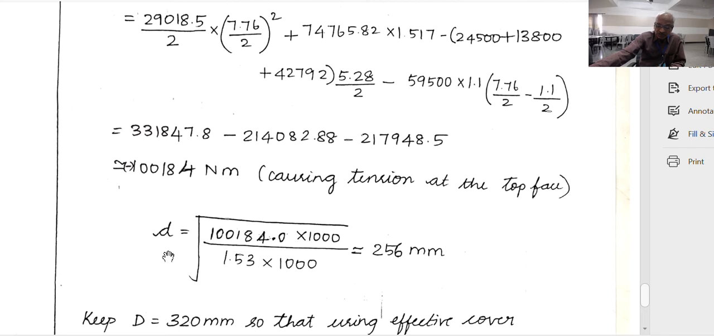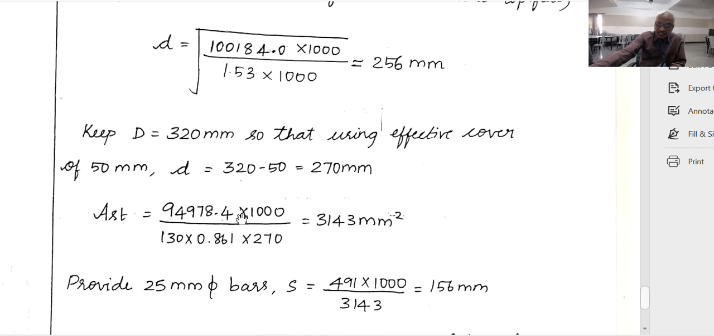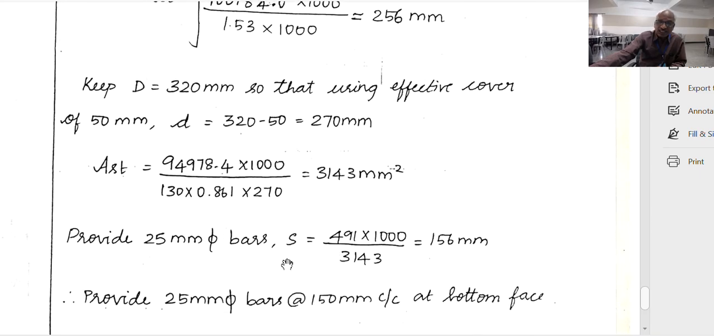So for this, the thickness required is equal to 256. Equating the bending moment to the moment of resistance, we get the thickness 256. We provide 320 mm overall depth, so that the effective depth is, say, 270 mm, with an effective cover of 50 mm. And area of steel equals bending moment divided by sigma st and jd. So this is the usual RC design.